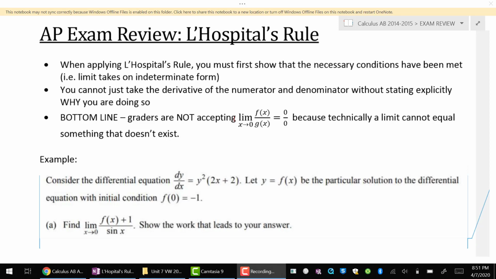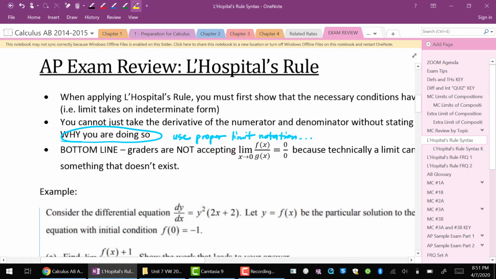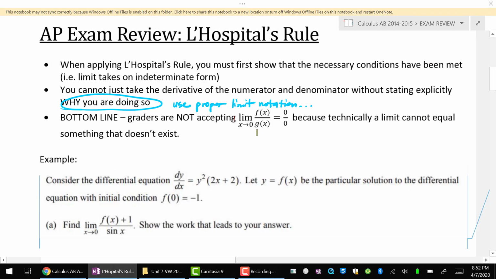And one of the ways that we can help not do that is by using proper limit notation. So the answer to the question why will come from using proper limit notation throughout your problem. And be very careful to never state some kind of limit sentence that is not true.